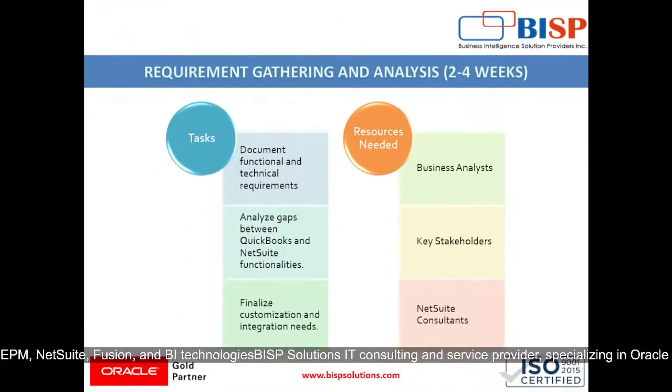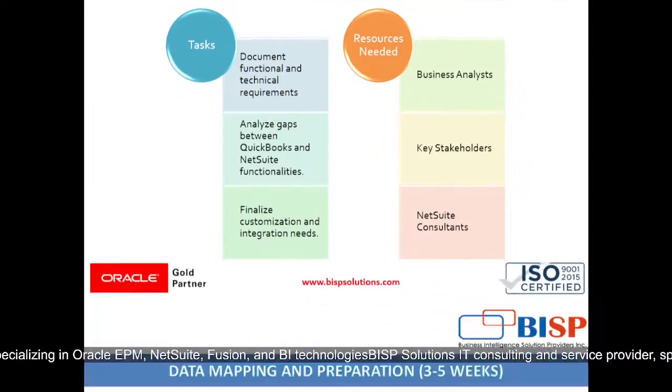Then the second phase will be requirement gathering and analysis, which will take around 2 to 4 weeks, where the tasks involved are documenting functional and technical requirements, analyzing gaps between QuickBooks and NetSuite functionalities, and finalizing customization and integration needs. We will be requiring resources like business analysts, key stakeholders and NetSuite consultants.